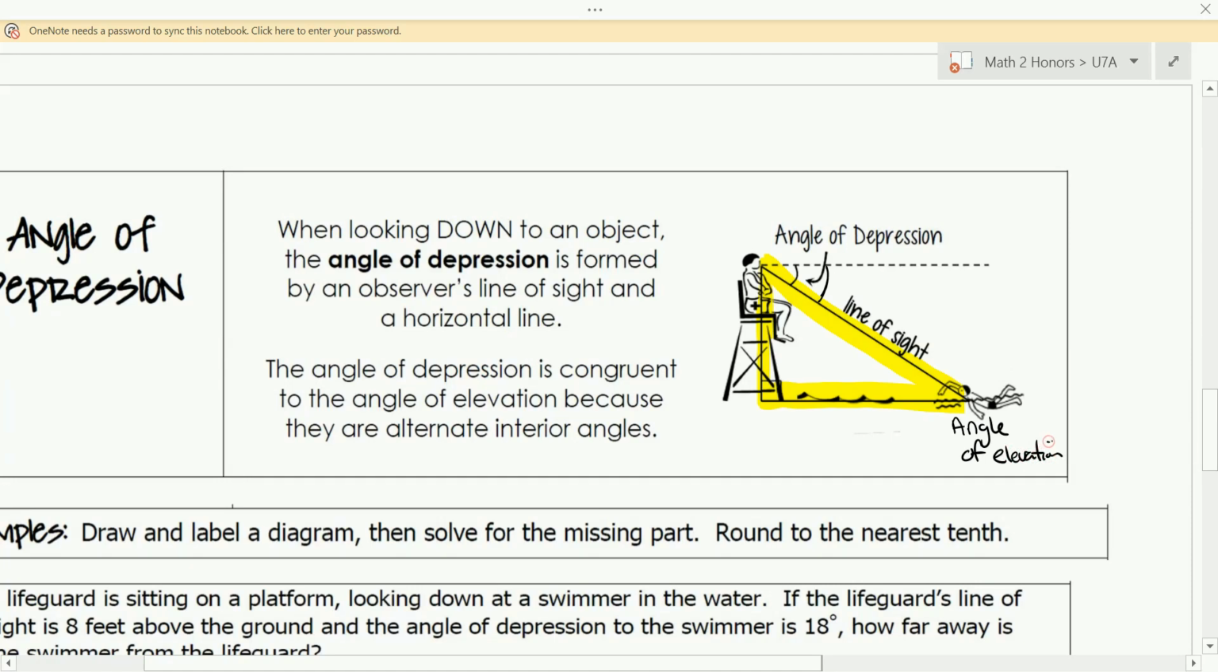Can anybody relate the two angles in some way? Yes. CJ. Oh, you sure? They are. So that means they are congruent because we have parallel lines here, and so they are alternate interior angles. So whenever you hear angle of depression, just think, well, that's also my angle of elevation. Okay, so that's nice. And the angle of elevation is what's inside the triangle, and we can work with that.